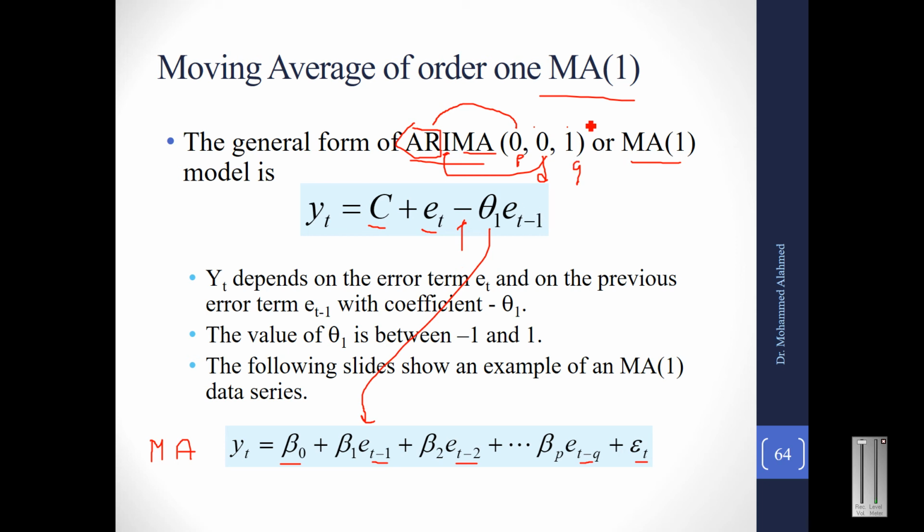Why is it MA1? Because we are considering only the first error term. If it were an MA2 model, we would also have included this particular parameter. And an MA(q) model will have these many parameters, right? So the value of theta 1 again is between minus 1 and 1, just like in the previous AR case we saw, where the value of psi 1 is minus 1 to plus 1.